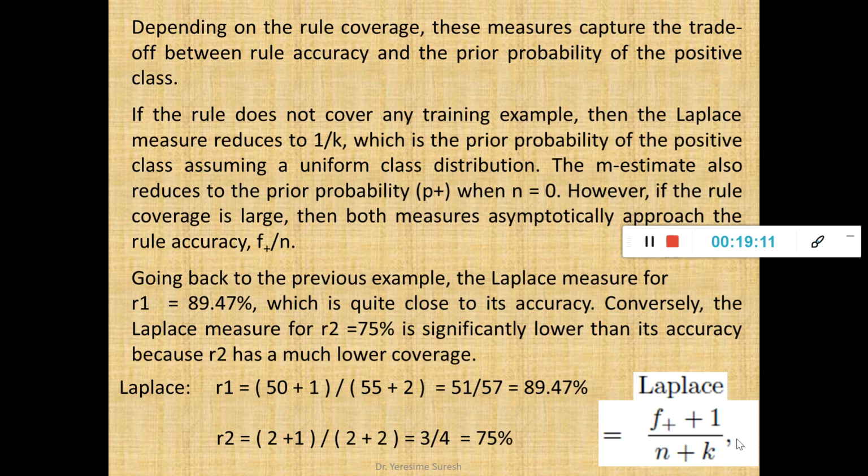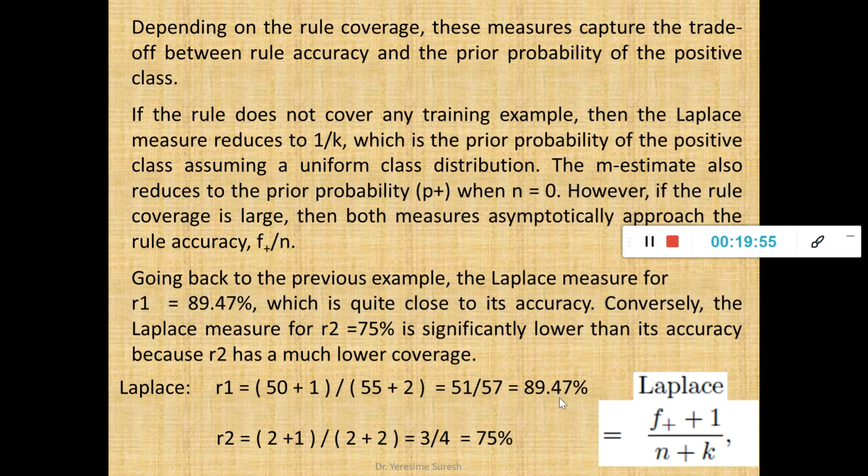So what is the rule R1? F plus 1 divided by n plus k. For rule 1, F plus indicates the total number of positive instances. What is the total number of positive instances for rule R1? It is 50. So I have written 50 here. Plus 1 divided by n. What is n? Total number of instances, irrespective of positive or negative. For rule 1, 50 is positive, 5 is negative. Total number of instances is 55. I have written 55 here. Plus k. What is the value of k? K is the total number of classes. Positive class, negative class, 2. So 50 plus 1 divided by 55 plus 2. That is equal to 51 divided by 57. If you calculate, you will find the Laplace value for rule R1 to be 89.47.